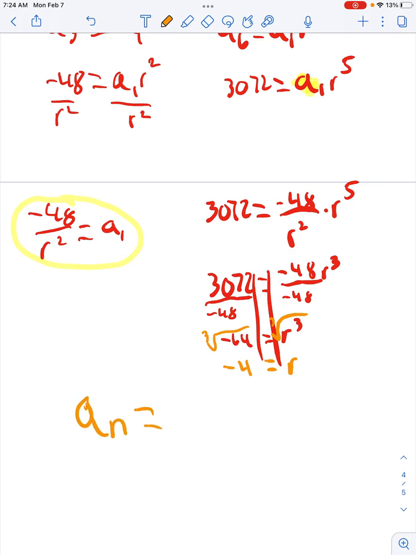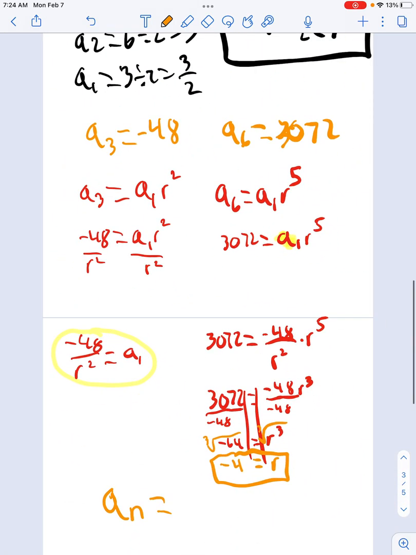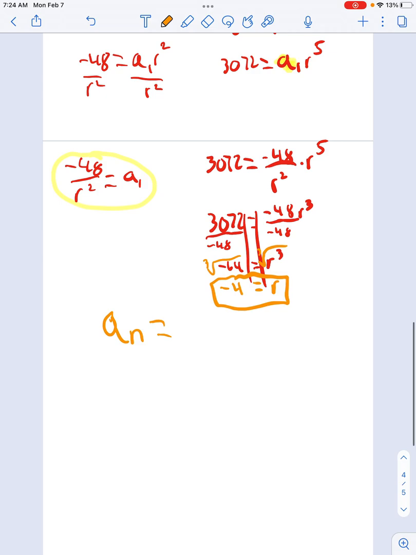So it looks like I've got enough here to write my equation. So a sub n equals my first term. I guess we still have to figure out our first term. I can use this number that I found, and I'll pick either one of these equations. I'm going to pick this one just because it's a smaller number. So negative 48 equals a sub 1 times negative 4.